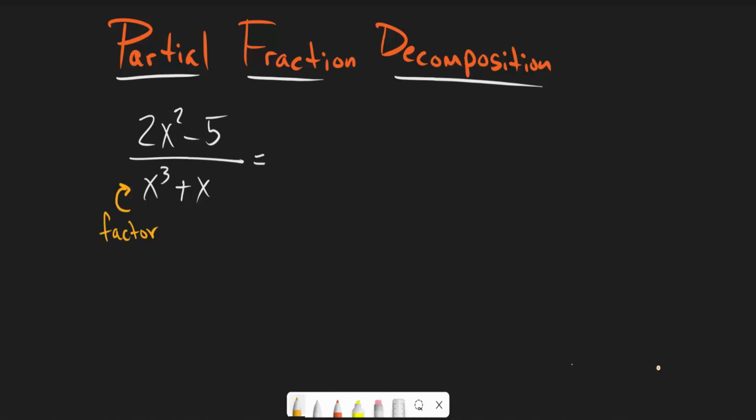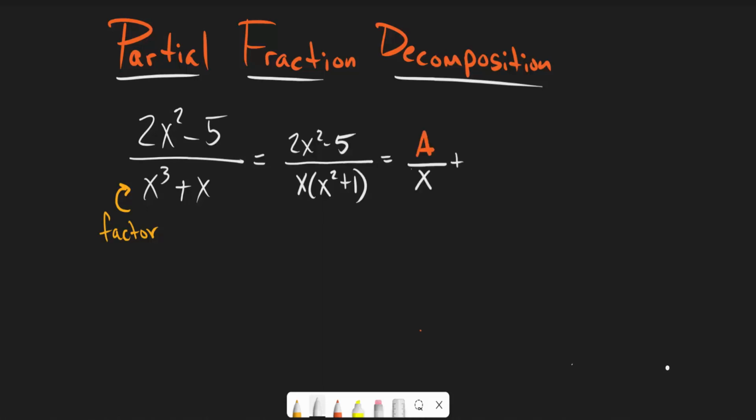That's the first thing we always do, okay? If it's not factored. So we have a binomial, both terms have an x, so we factor out the x, 1x. So we're left with a linear and the quadratic factor. So we copy the numerator and then we set up our partial fraction decomposition setup.